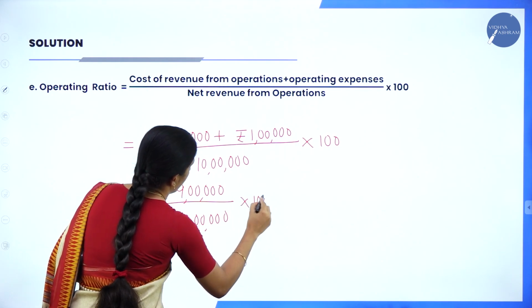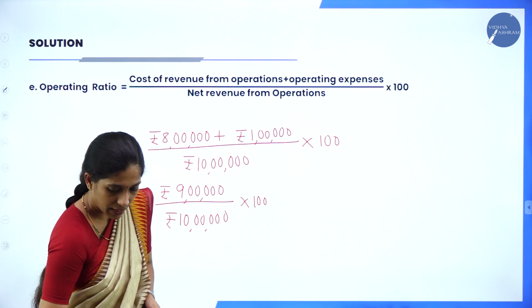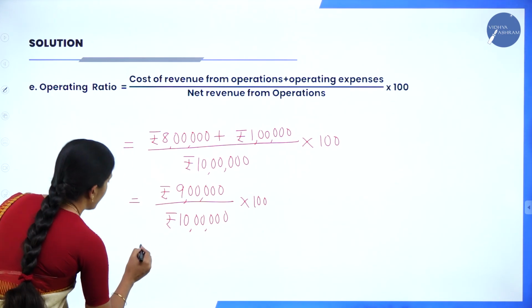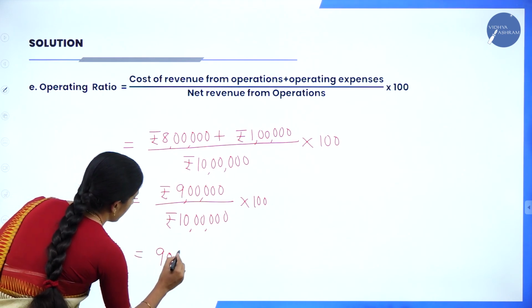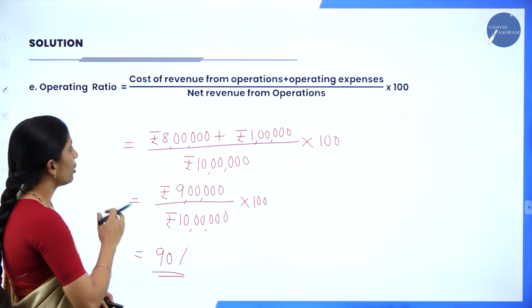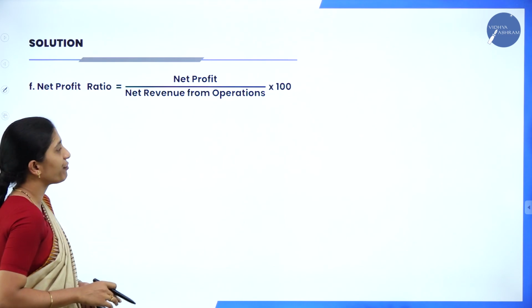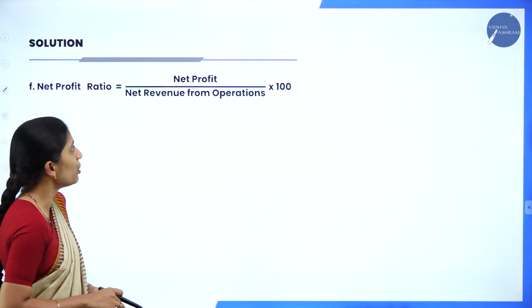into 100. 9 lakh divided by 10 lakh into 100. So this will be 90%. So hope you are clear about operating ratio. Moving on to the next one, net profit ratio. Your formula is net profit divided by net revenue from operations into 100.